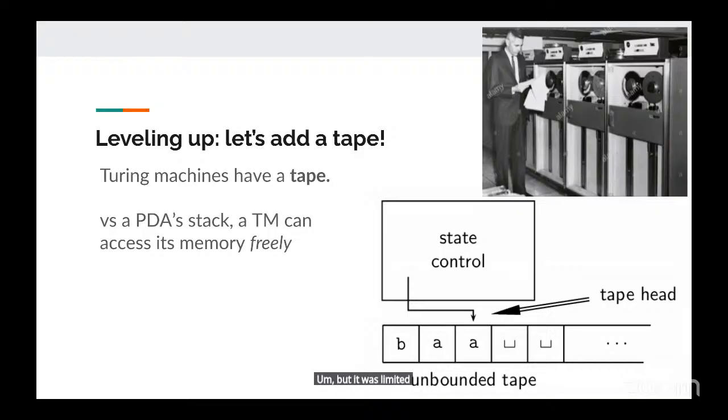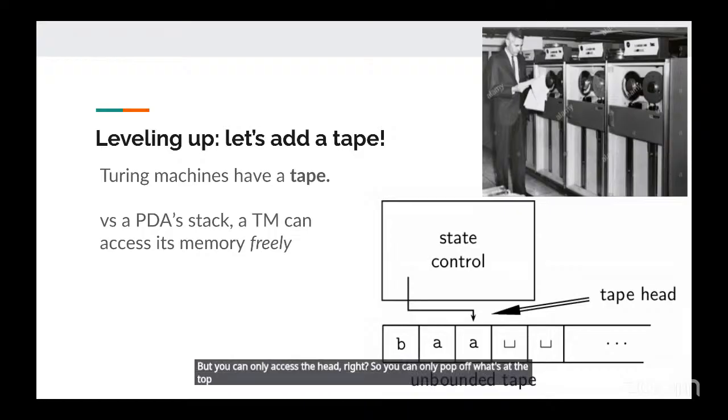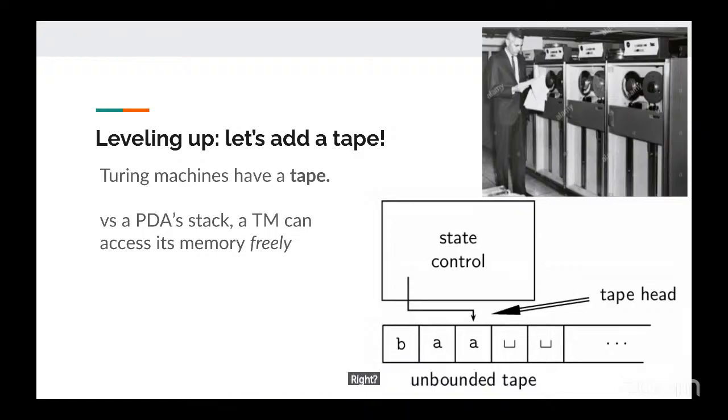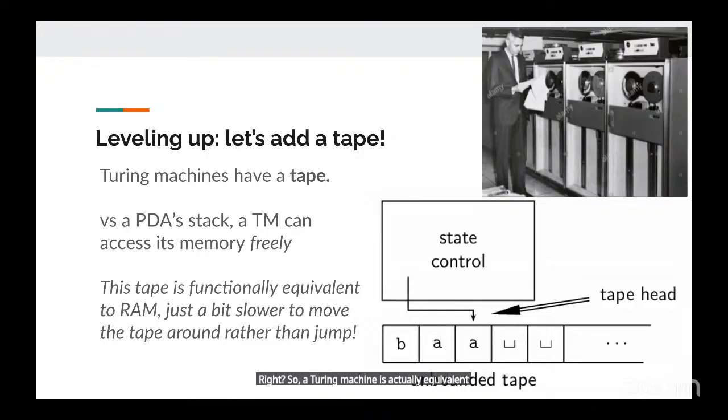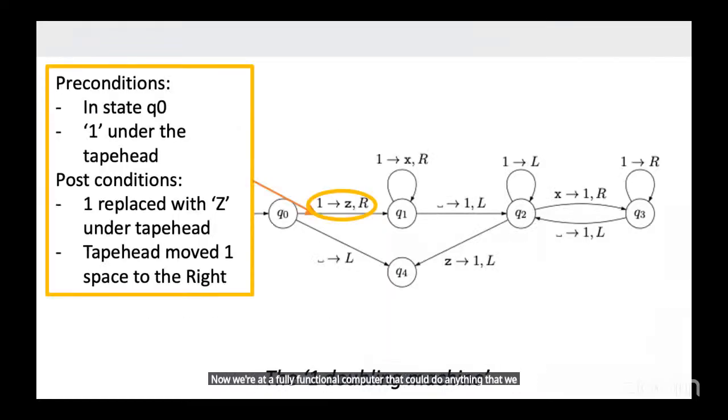But it was limited in terms of how you could use it. It could remember as much as you could throw at it, but you can only access the head. So you can only pop off what's at the top. You can't randomly access parts of that stack memory. So a Turing machine is actually equivalent to what we're used to with a traditional computer that you use every day. You can treat it effectively like random access memory, even though you do have to scan through this tape, which is kind of annoying. Technically, because you can mark things in arbitrary ways, you can zoom along the tape and treat it as if it was random access memory. So by the time that we've added this tape construct, now we're at a fully functional computer that can do anything that we are used to with our algorithms.